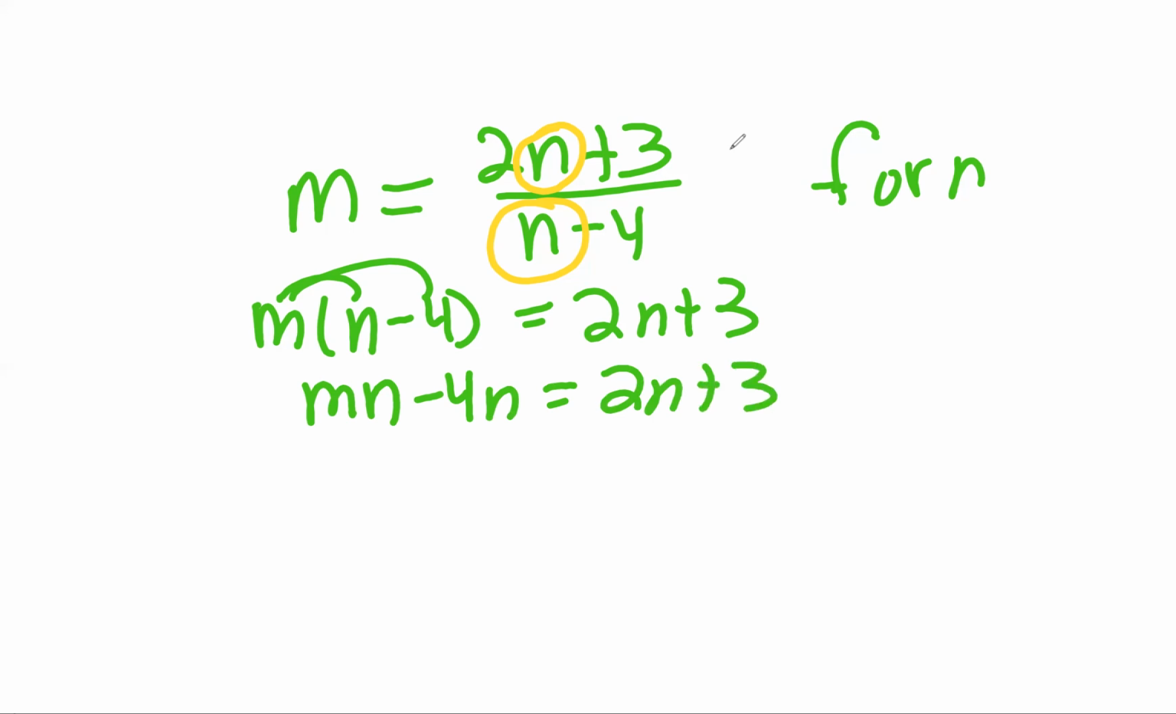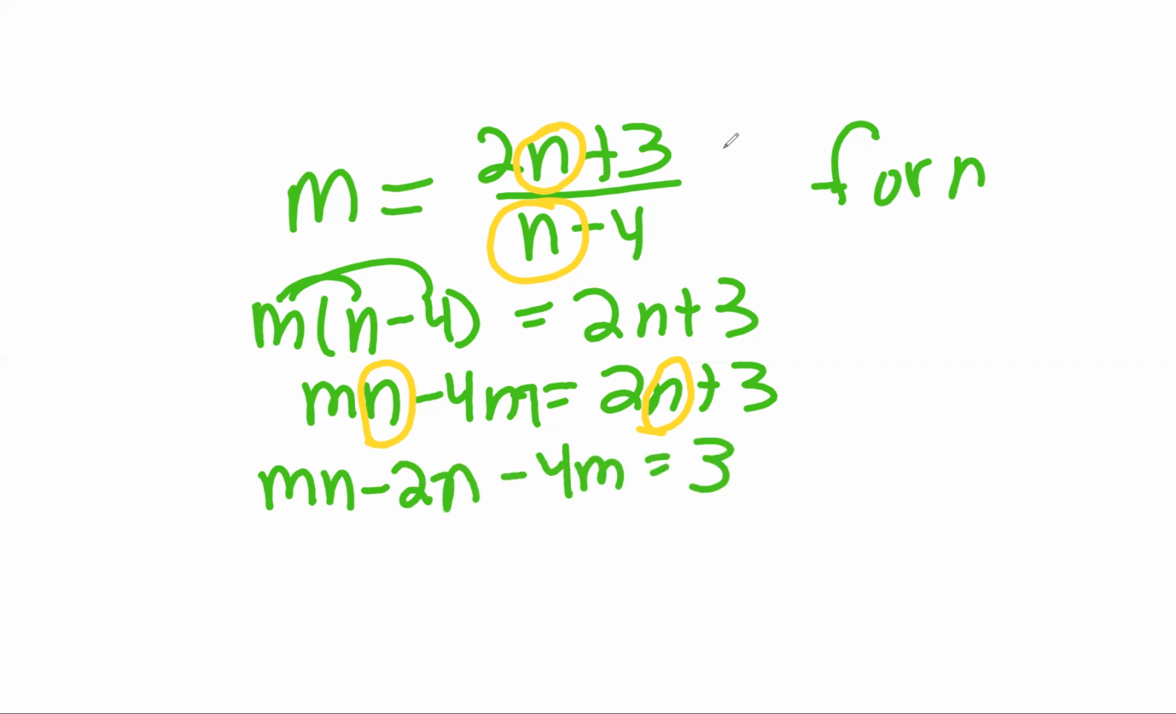Now that's an m right there, sorry. Again, I'm looking for n, so I can see there's an n here and an n there. So I need to get those two things together. So I'm going to subtract and put them all on one side. So mn minus 2n minus 4m equals 3. So I need to isolate that.